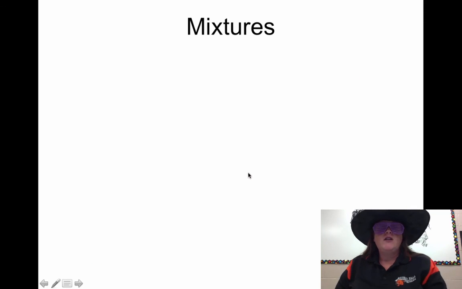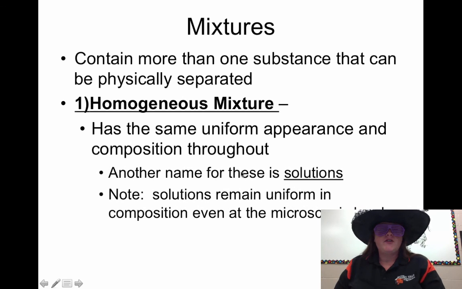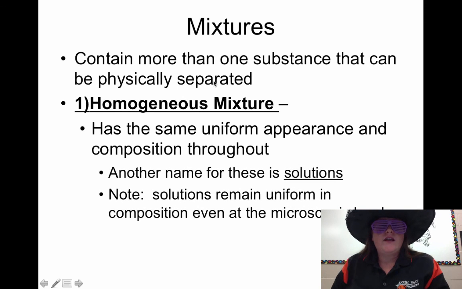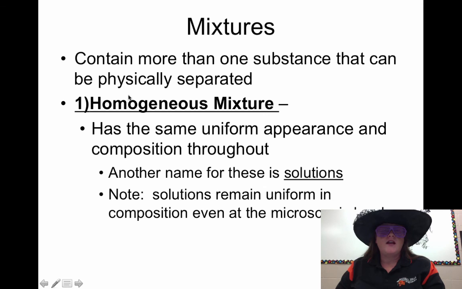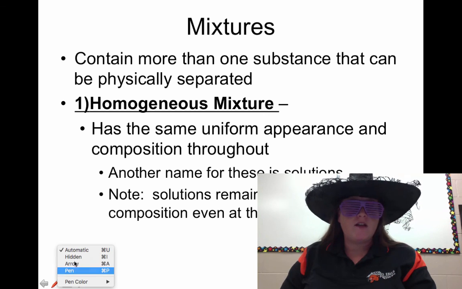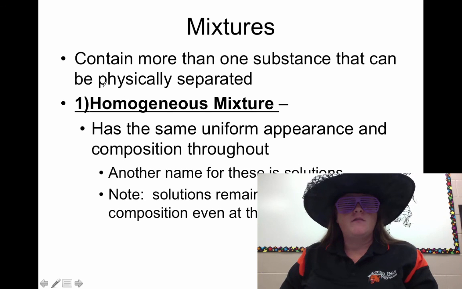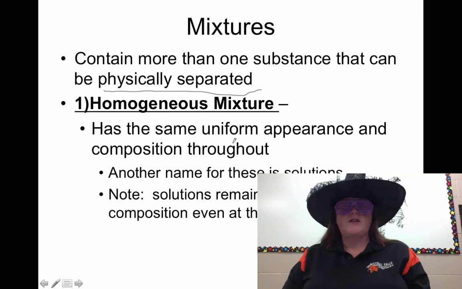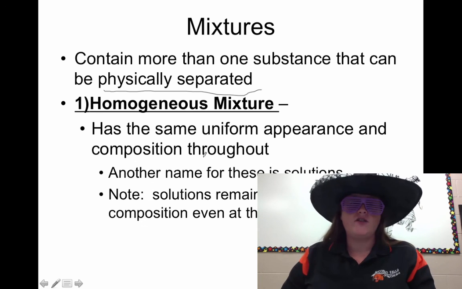All right, so now looking at mixtures. A mixture will contain more than one substance, and one of the keys with a mixture is that it can be physically separated. They're combined physically, so they can be physically separated. And we have two types of mixtures, homogeneous mixtures and heterogeneous mixtures.